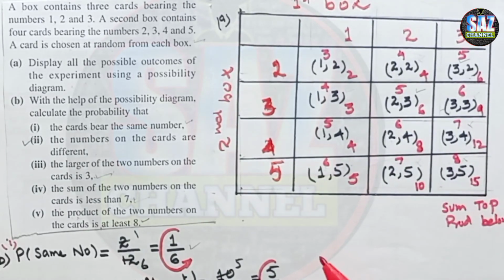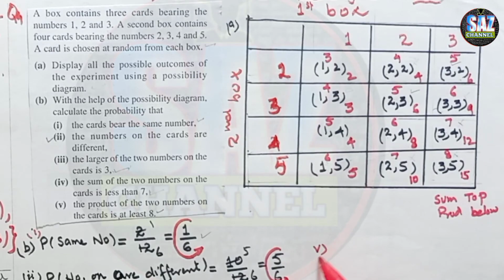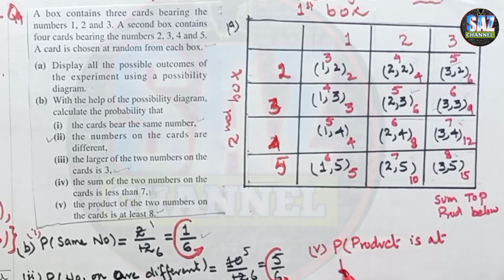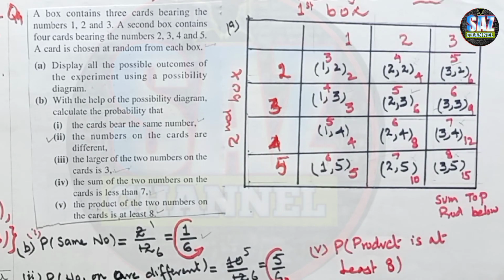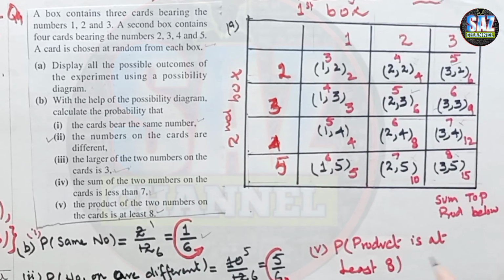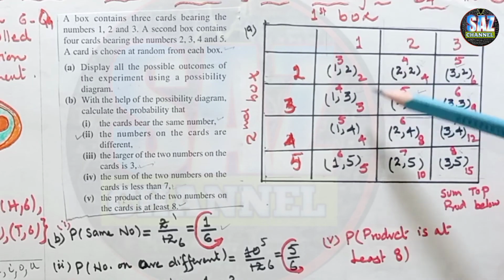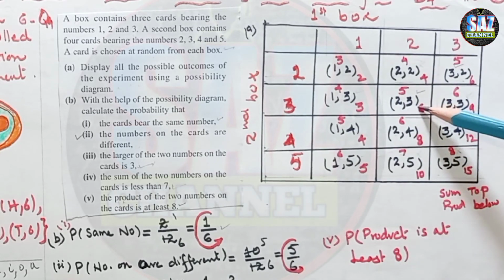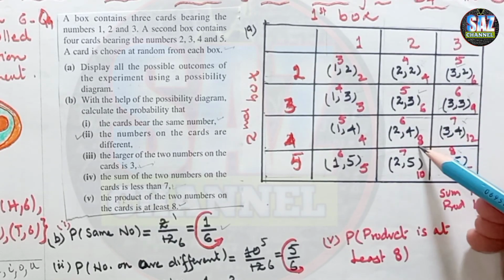Then the fifth part is that the product of the two numbers is at least 8. At least means that number and more than that. So we have to pick up those chances where the product is 8 or more than 8. Let's see it carefully: here 2, 3, 4 and 5 are less than 8, 4 and 6 are less than 8. One chance where the product is 8.